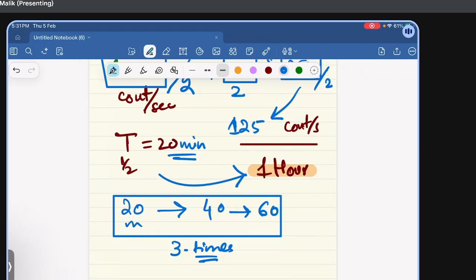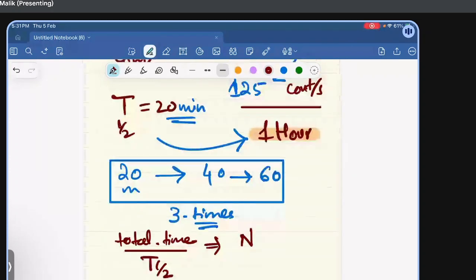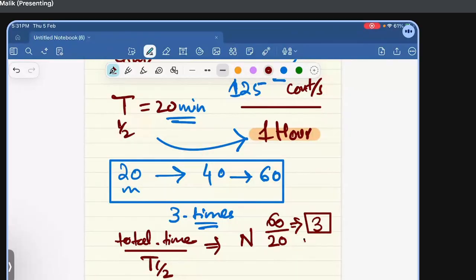So what's the formula for this? The formula is if you know the total time and you divide it by the half-life time, you will get the number of half-lives. Number of half-lives means how many times you halve. Total time is 60 minutes, half-life is 20 minutes, so the number of half-lives is 3. Means we have to halve 3 times. On the calculator, divide the initial count by 2 one time, by 2 second time, by 2 third time. Okay?